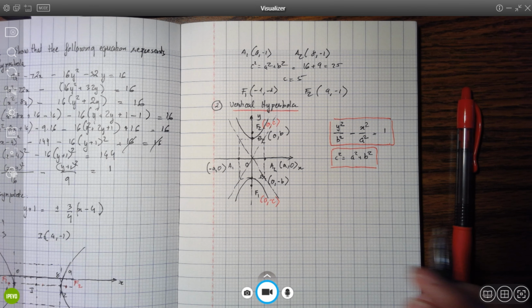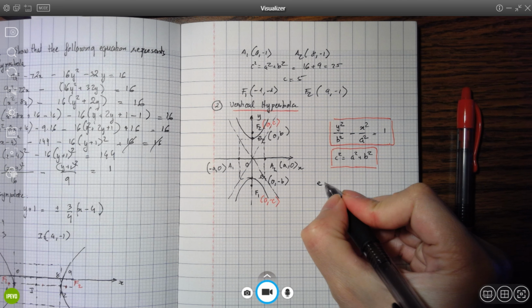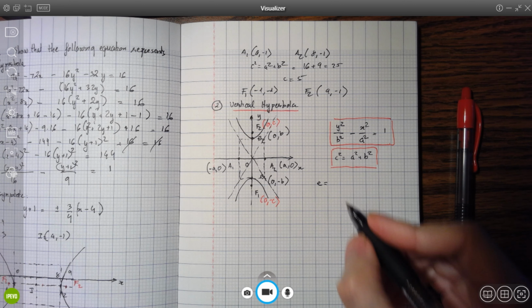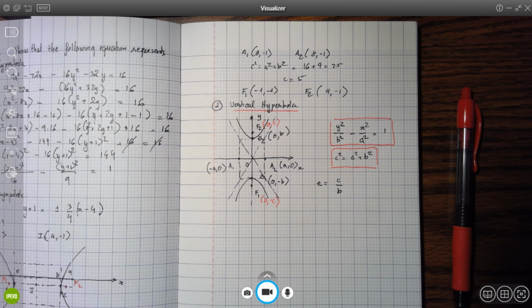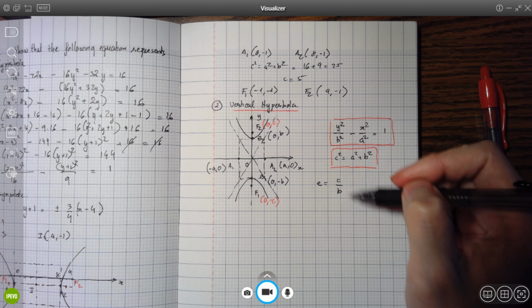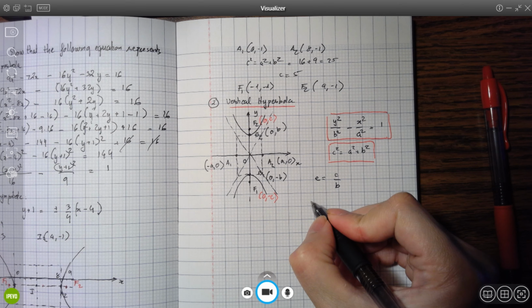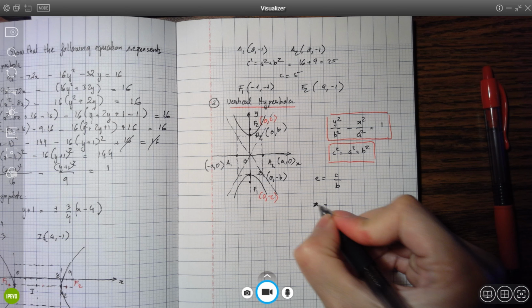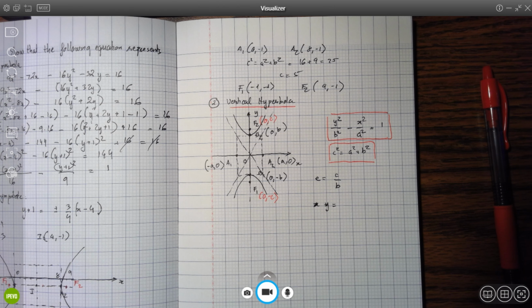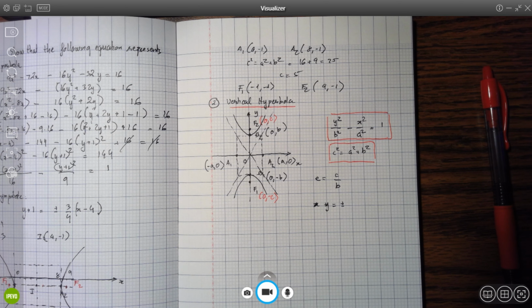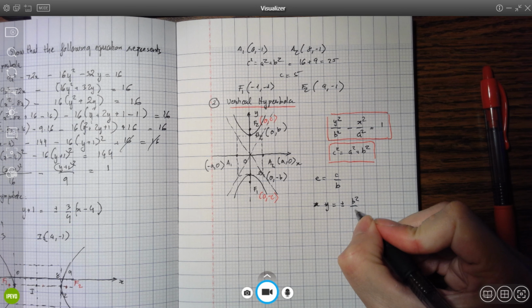And we have eccentricity, which will be c over b. Because for this vertical hyperbola, the major axis is y, so it will be c over b. The directrix will be y equal to plus minus, it's not x anymore, I'm sorry. So instead of a squared over c, right now because this is the main one, it will be b squared over c.